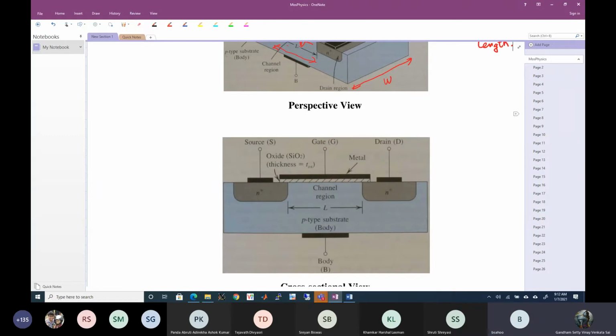Any questions? Sir, could you elaborate on electrical length?